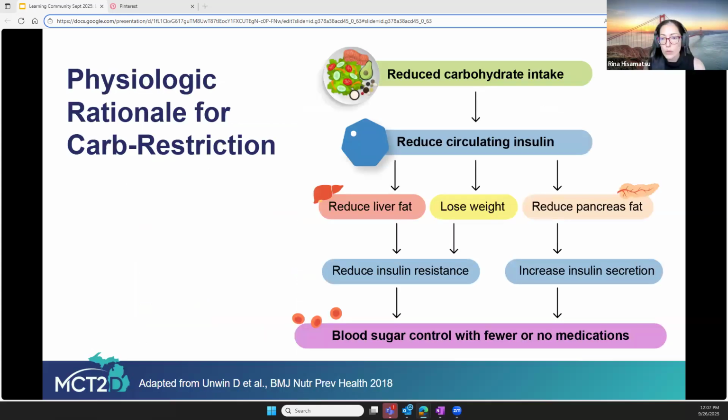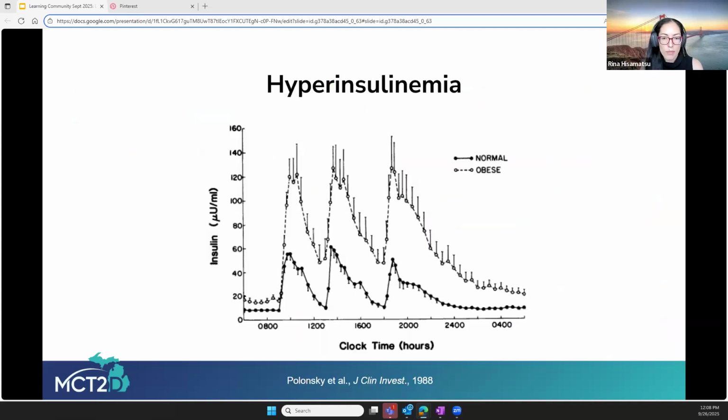Now, there is also a strong physiological rationale for carbohydrate restriction. So in the next couple of slides, I'd like to discuss here the relationship to hyperinsulinemia and metabolic syndrome. And I'll come back to this graph again as well.